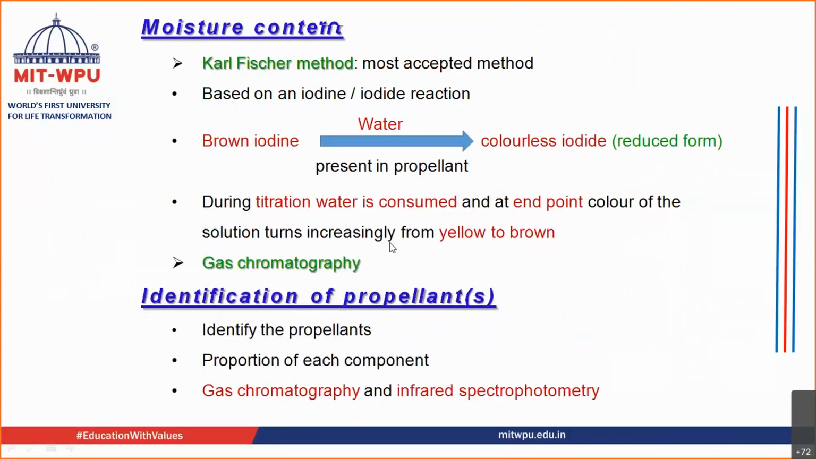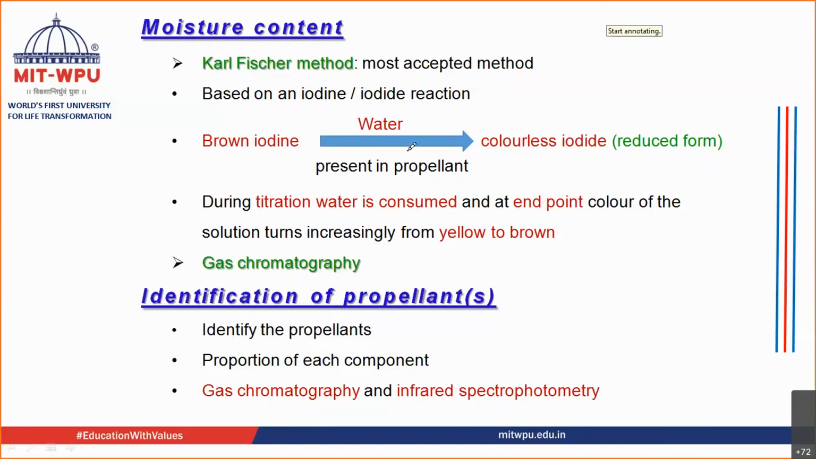The next test that you carry out is the moisture content. The methods that are used to determine the moisture content are the Karl Fischer method, or you can use the gas chromatography method. You very well know the Karl Fischer method, you have already done it. I'll just revise it with you. The Karl Fischer method is based on what? It is based on the iodine-iodide reaction, isn't it?